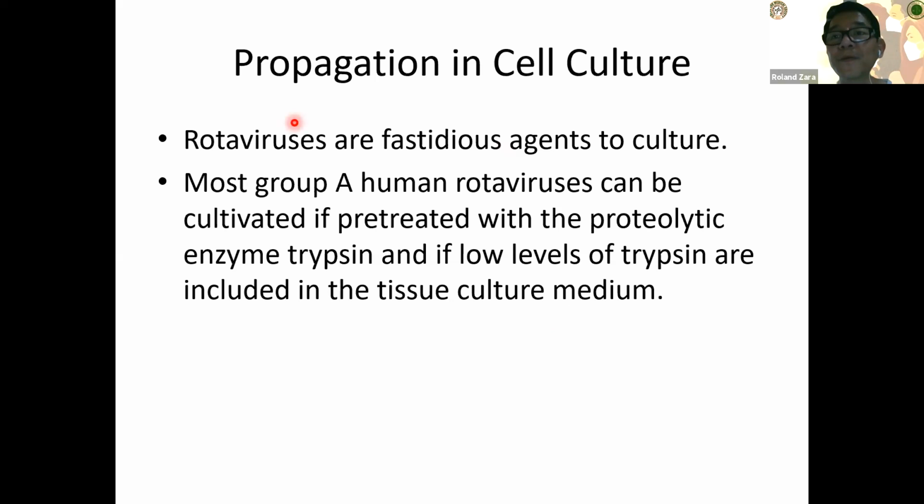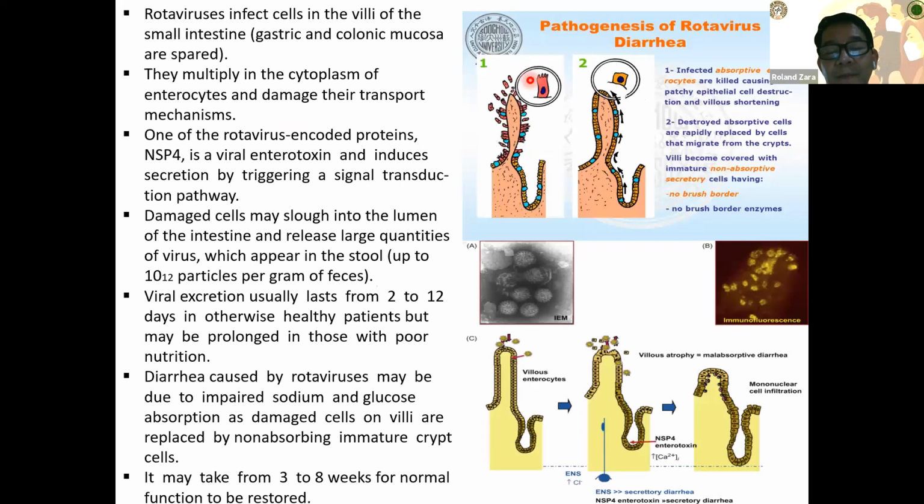Now, this is an important part, the pathogenesis of your rotaviruses. Rotaviruses can be acquired through the fecal-oral route. You see here in the illustration the pathogenesis. Once you ingest contaminated water with rotavirus, it infects the intestinal microvilli, the epithelial cells. Infected absorptive enterocytes are killed, causing patchy epithelial cell destruction and villus shortening.